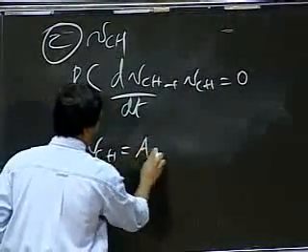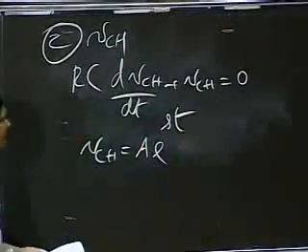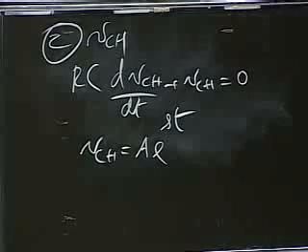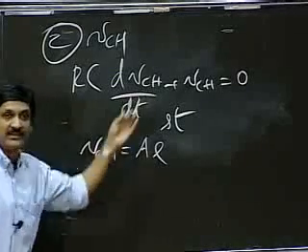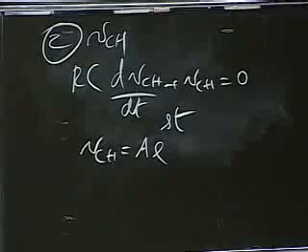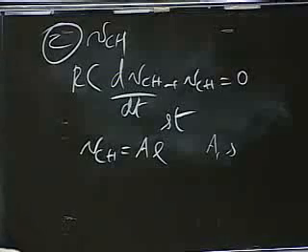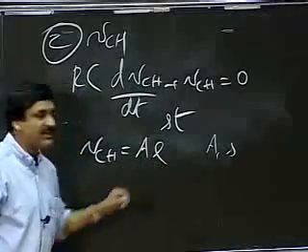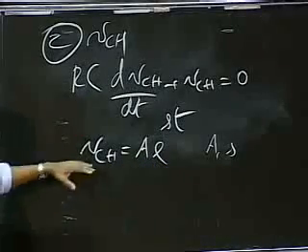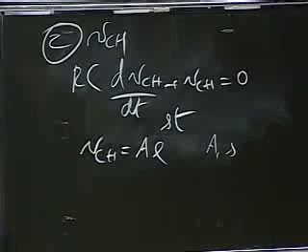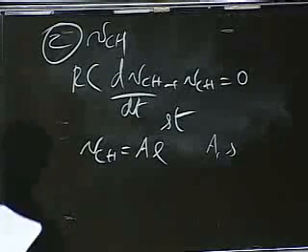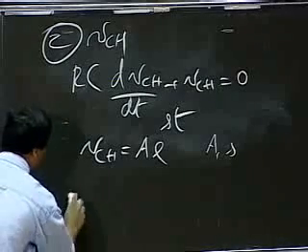Let's try A e to the st. Let's see if this can solve this particular equation for some values of A and S. I'm telling you that the solution is going to be of this form. Assume it, and then simply go ahead and find A and S by substituting it back into the equation and finding the corresponding A's and S's.